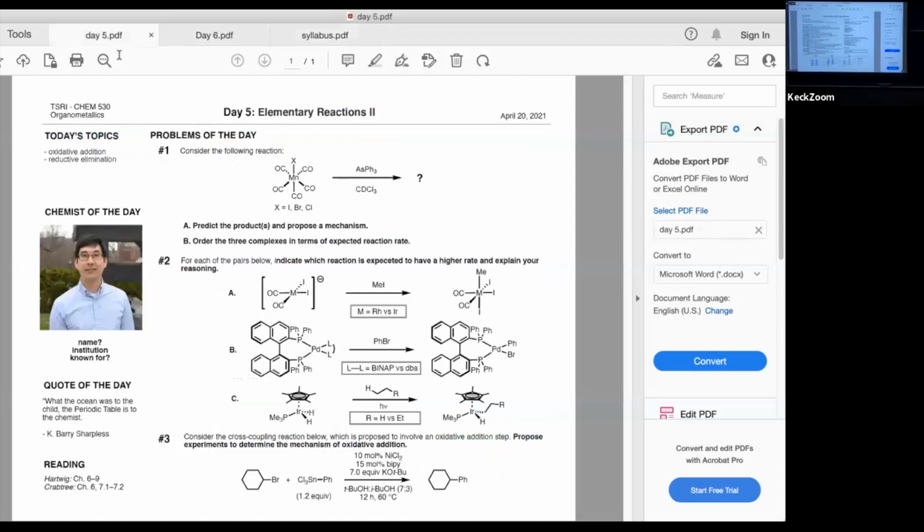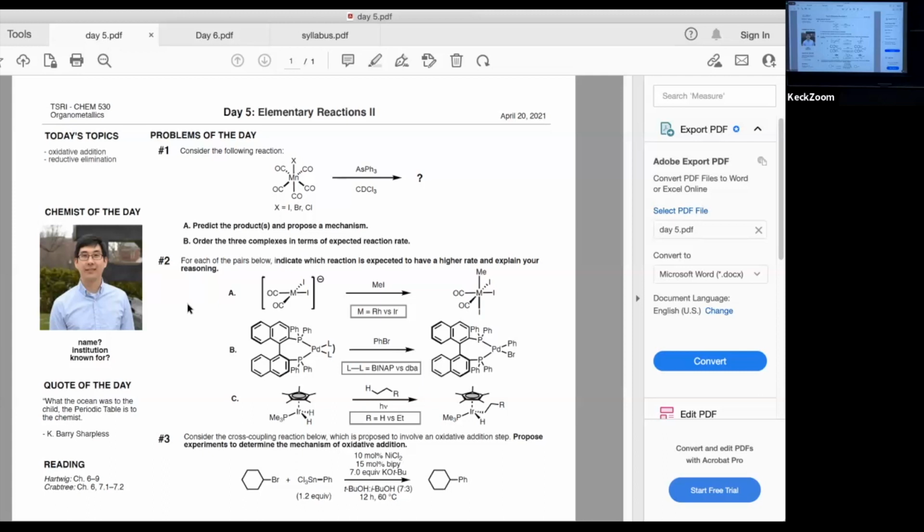I want to jump back now to the problems of the day from day five. We'll just do two and three here, back to back. So problem two asks you to consider pairs of related organometallic complexes that are undergoing oxidative addition, and asks you to predict which of the two has a faster rate. So that will be rapid fire. So take a minute to think about that, discuss with your neighbor, and then we'll go through that as a class. And if you want to take a sneak peek ahead, the next problem of the day that we'll do will be an open-ended discussion.